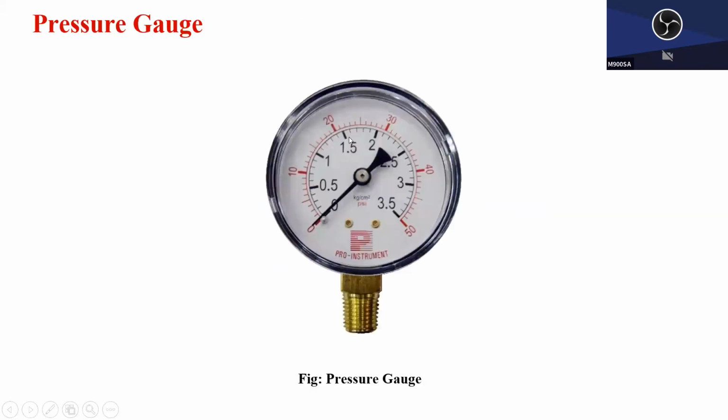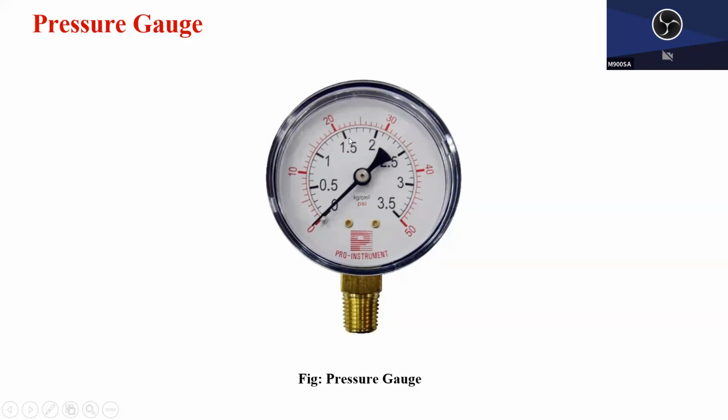Moving next to the pressure gauge. As you can see from this air compressor pump, we have an instrument. It looks like this. How do you read it? How do you know which pressure it shows? As you can see here, it has a red scale and a black scale, and each scale has different units.